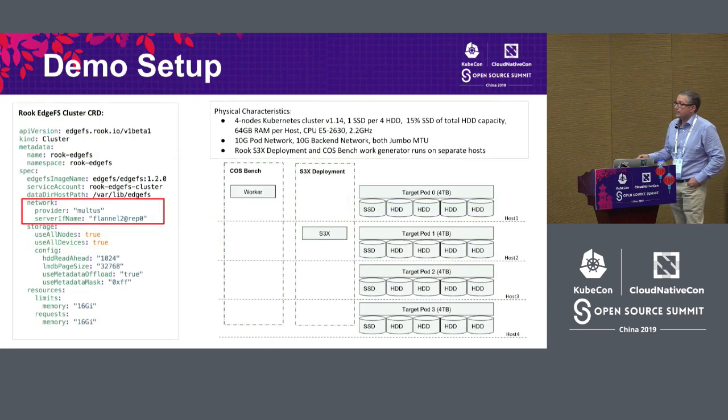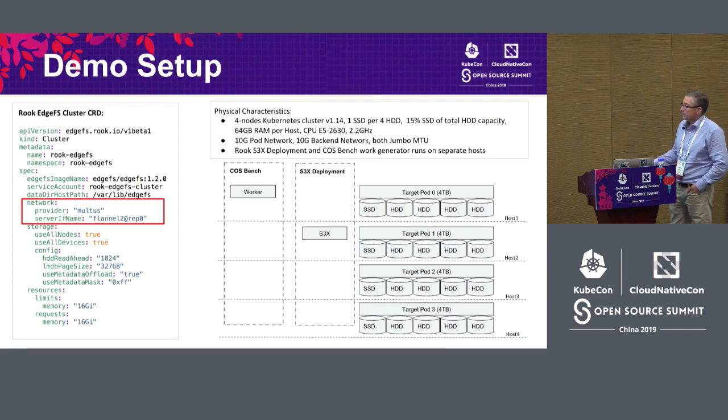OK, so the demo setup. This is a very typical demo setup, though in production we're running larger setups than this. Here you see a 4 node cluster, so it's 1, 2, 3, 4 hosts. Now, after the deployment, you will see target pods. In my example, it was 4 terabytes each. We have SSD for metadata offload, and we have HDDs, 1 terabyte each. So we got 1 pod, 4 terabytes, another pod, 4 terabytes, another pod, 4 terabytes.